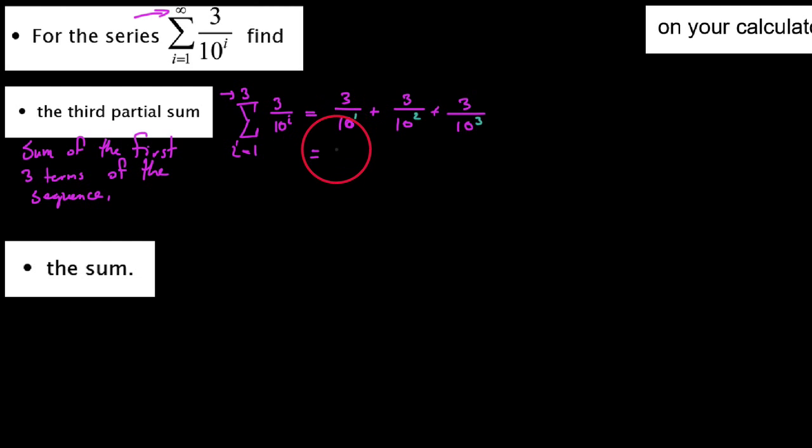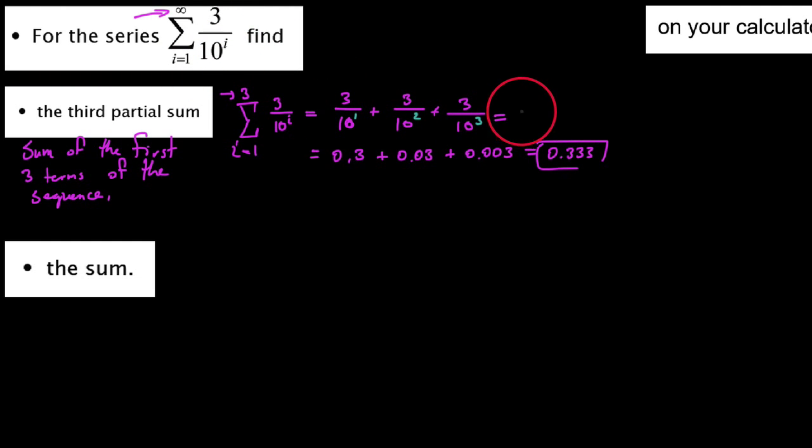I'm actually going to take the time to write this as decimals. This would be 0.3, 3 tenths, plus 3 hundredths, plus 3 thousandths when you simplify. 10 to the third is 1,000, so we get 0.003. When I add all 3 of these up, I get 0.333. So the third partial sum is equal to exactly 333 thousandths.